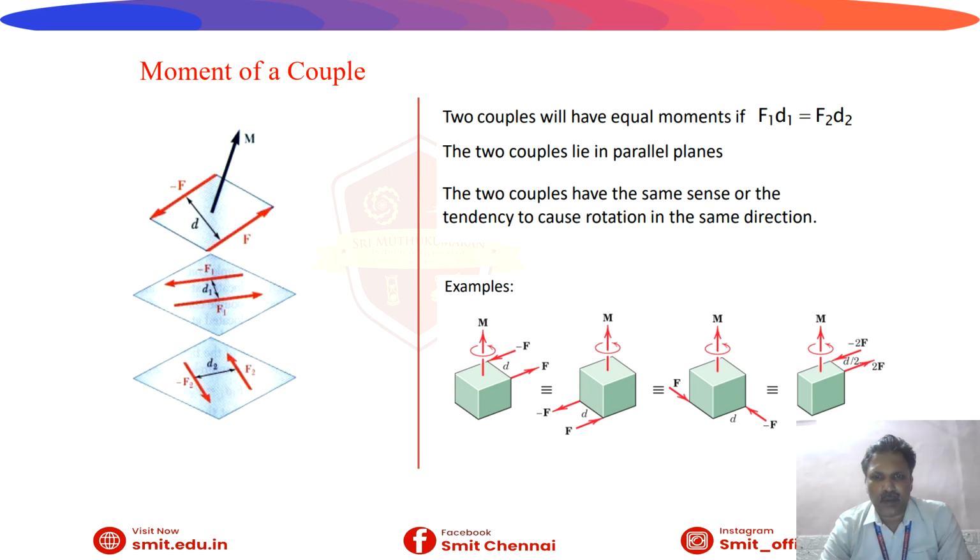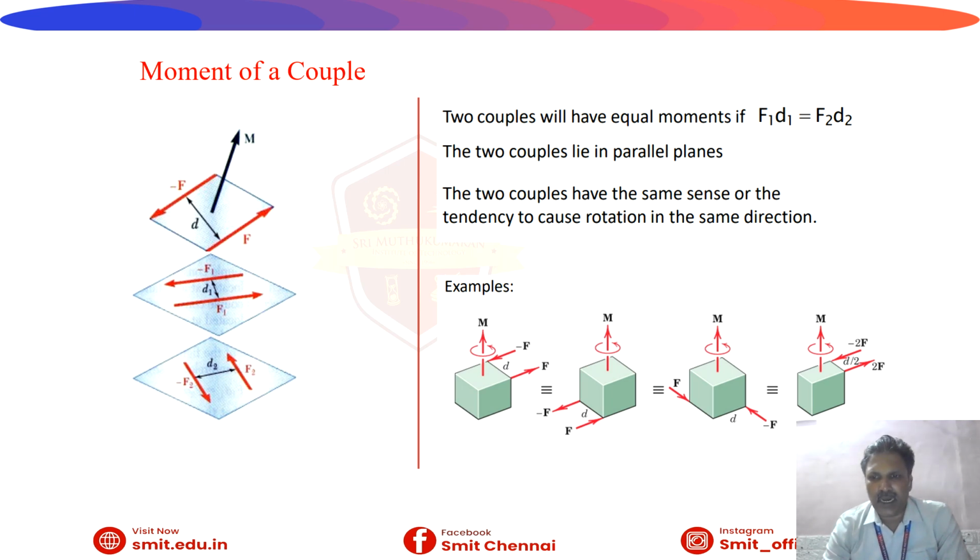Here various moments of couple are mentioned. You can see the diagram. See, one force is there and one perpendicular distance D that is also acting. Moment is nothing but force into perpendicular distance. You are going to see that also. Then in the second diagram below that, two forces are there, minus F1, then D1 is the distance. Then another one, F2, then D2 is the distance. Two couples will have equal moments if F1 D1 equal to F2 D2.